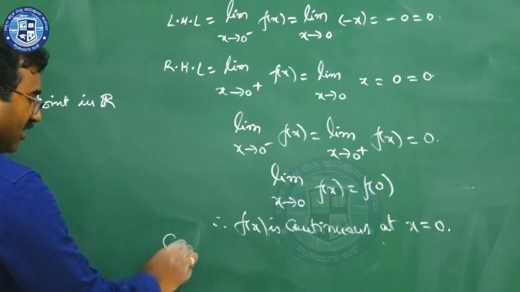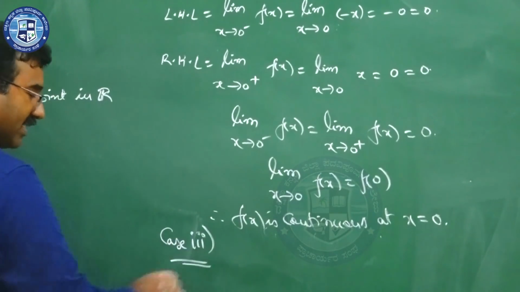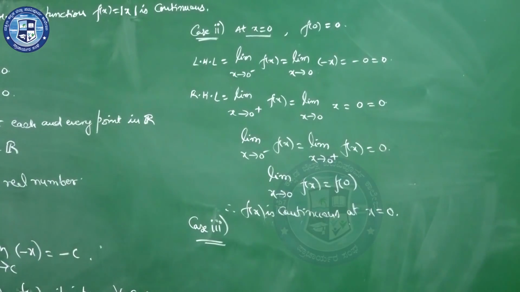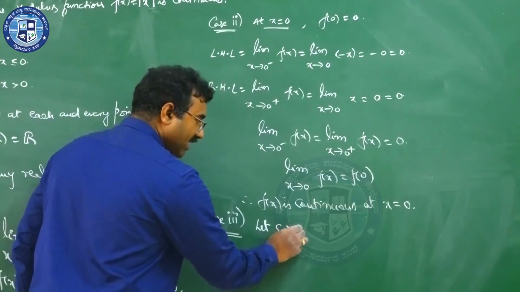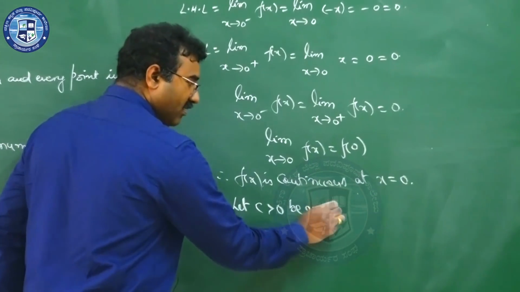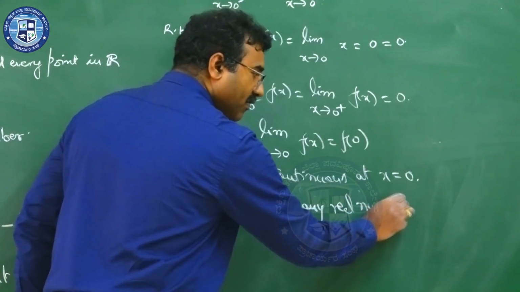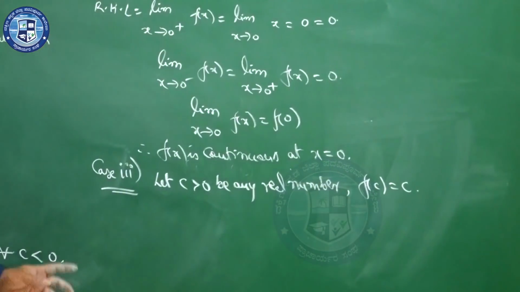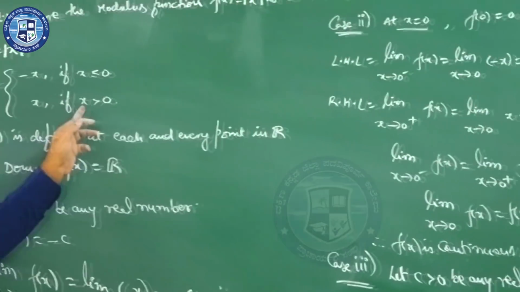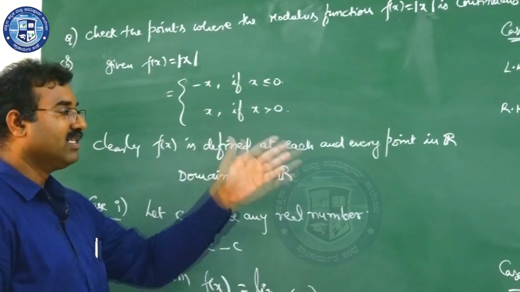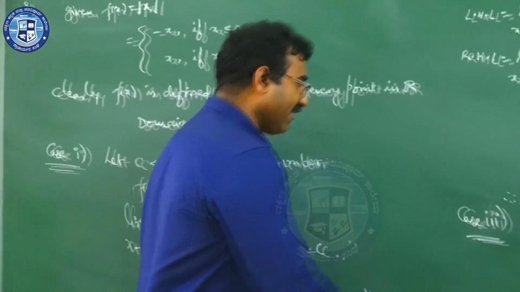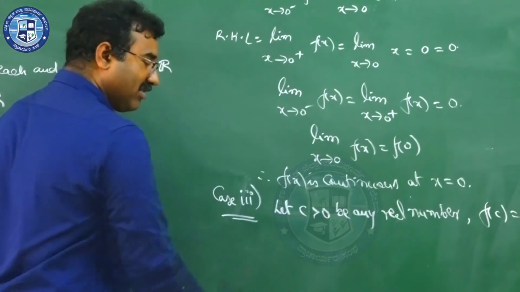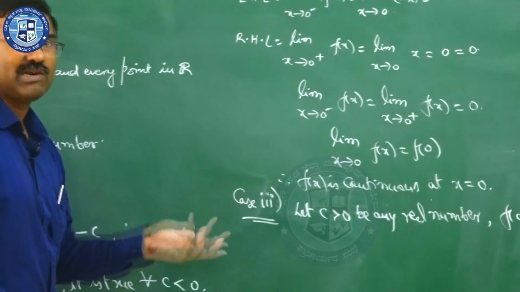Now finally, case 3. Right? So the final case is for all positive reals. Let c greater than 0 be any real number. Then f of c will be what? Plus c, because for all positive values, c greater than 0, right? It is c. So, f of c is c. Then we will find out the limiting value. Whether we need left hand and right hand limits, not required, because we are working for all positive values. When it is more than 0, the function is not changing anyway.